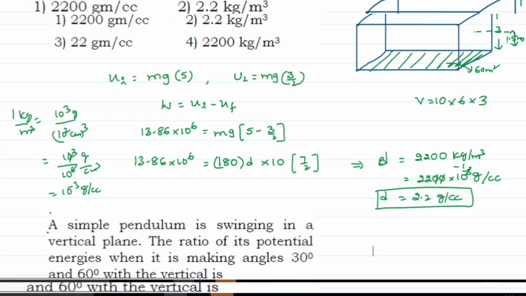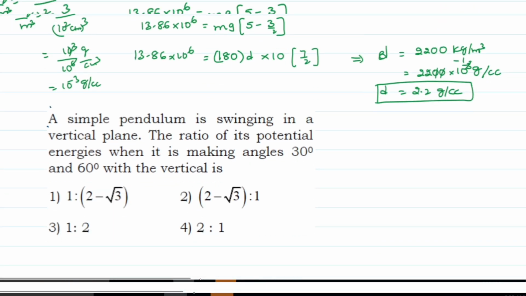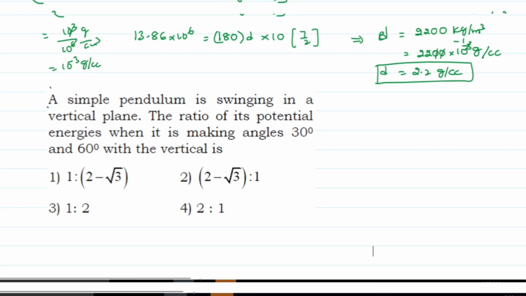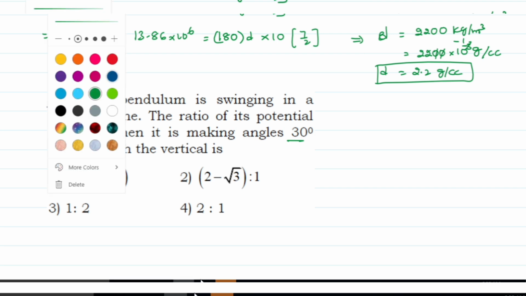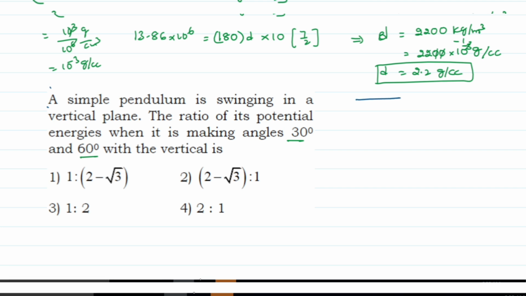Let us see the next question. A simple pendulum is swinging in a vertical plane. The ratio of the potential energies at the angle 30 degrees as well as 60 degrees, they are asking. Now here in this question, a simple pendulum is suspended from a rigid support, and it is going to be swinging in a vertical plane. This is a simple pendulum you can take, and it is going to be swinging in a vertical plane, like that.